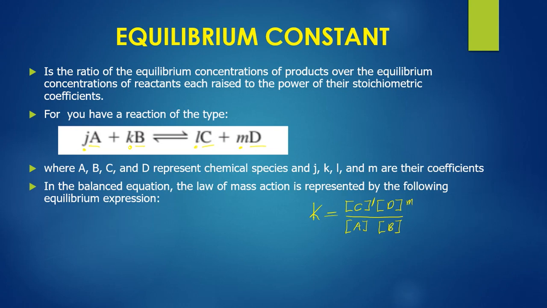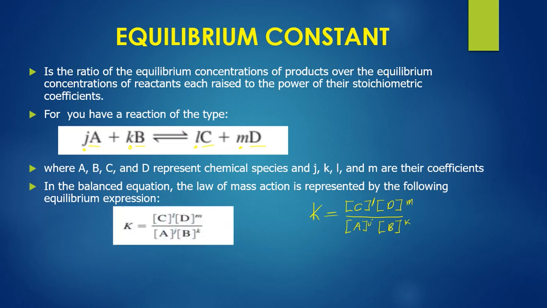Then for A, we are having J, and then for B, you are having K. So that's how you go about this. When you are taught to write the equilibrium expression, that's how you're supposed to do it. Just write the concentration of the products on top, over the concentration of the reactants down, and then each raised to their stoichiometric coefficients. Then you are done.